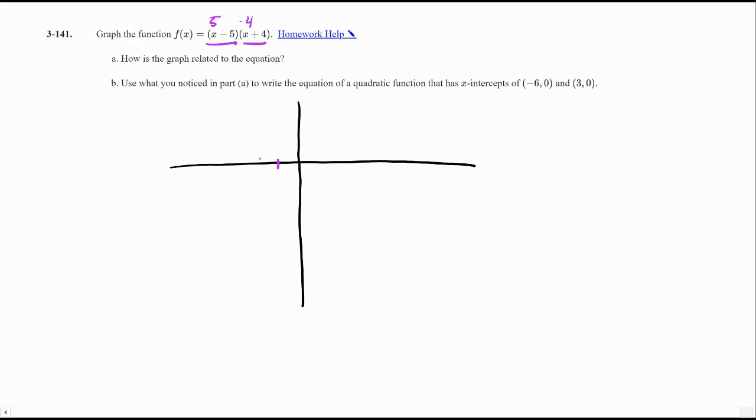So I'm going to go over 1, 2, 3, and 4 and get my point here. Then I'm going to go over 1, 2, 3, 4, 5 and get my point right there. So the first thing I do is plot my x-intercepts just from the equation. Actually, I'm also going to note that this is a positive parabola because it's a degree of 2, meaning I should get this U shape.